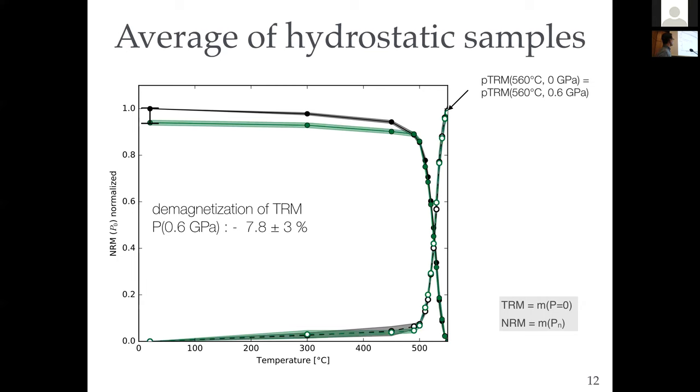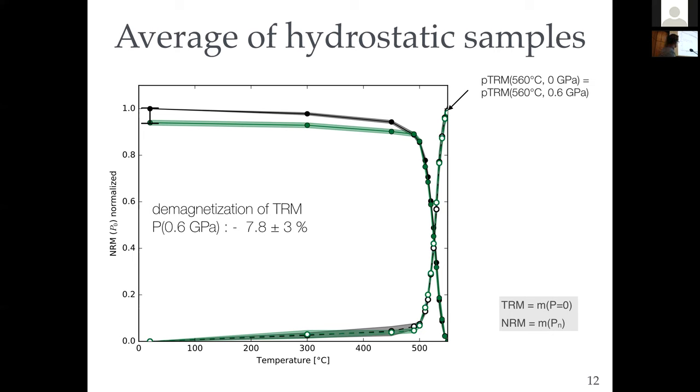As we then apply pressure, some of the NRM moment is removed, and it actually is removed up to about 450 Celsius. And after this, the thermal demagnetization follows the same curve as it did at zero pressure. I have to stress that these are the same samples. So the samples have been magnetized fresh, then pressurized. We're not looking at a sister sample, but these are always the same sample. So at 0.6 GPa, we lose about 8% of the NRM moment.